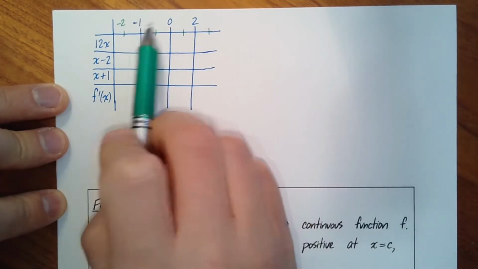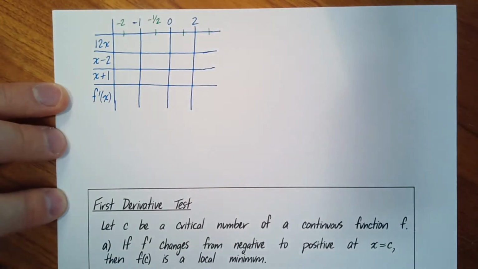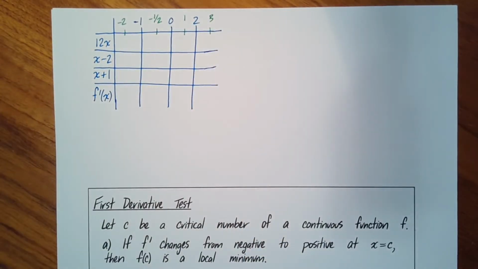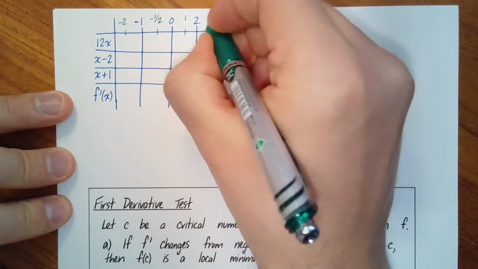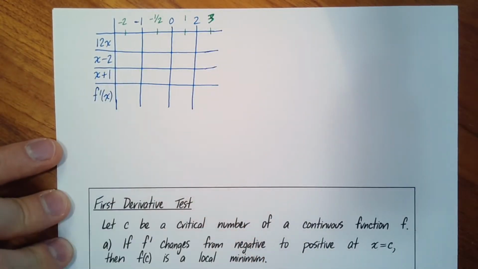Like for between -1 and 0, let's do -1/2. And then between 0 and 2, well, probably the simplest choice would be 1. And then something greater than 2, how about 3? Right? Anything greater than 2 would work just fine. Okay, so then plug those into each of these three factors and determine their sign.